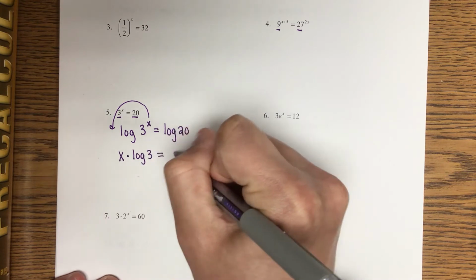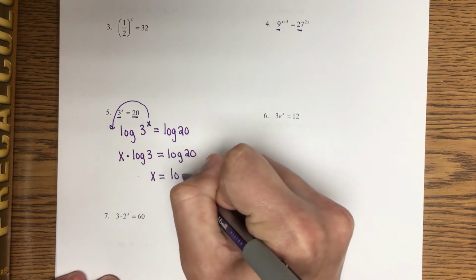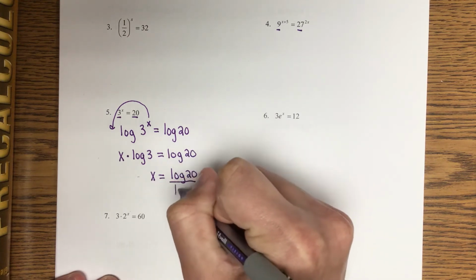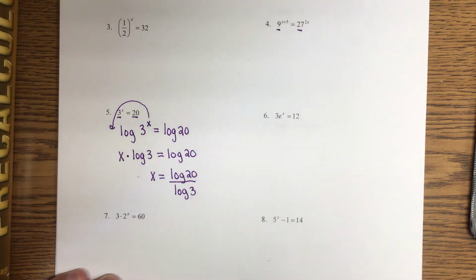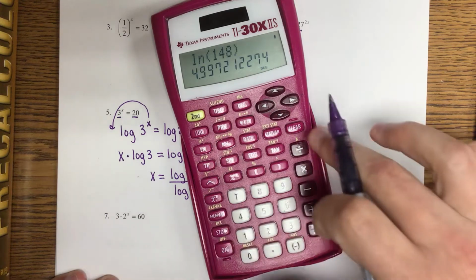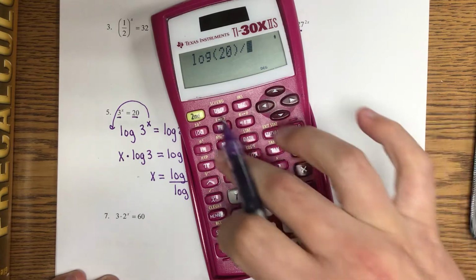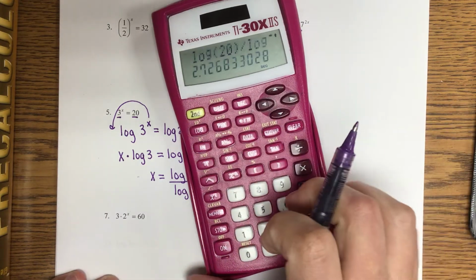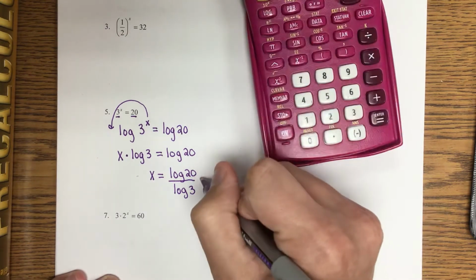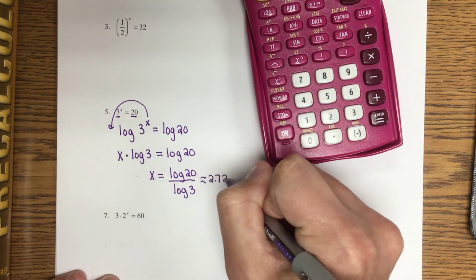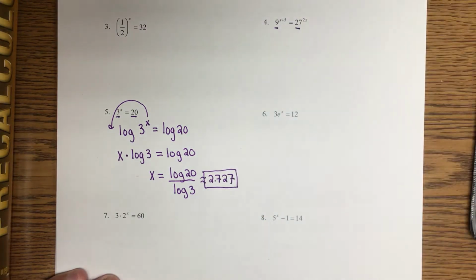So this would be x times log of 3 equals log of 20. And then to solve for x, you're going to divide by log of 3. So in your calculator, you will take log of 20 divided by log of 3. The way that you type that in would be log of 20, close the parentheses, and then divide by log of 3. And that's going to be 2.727. And once again, it's kind of up to you. You can use 2 or 3 decimal places for that.